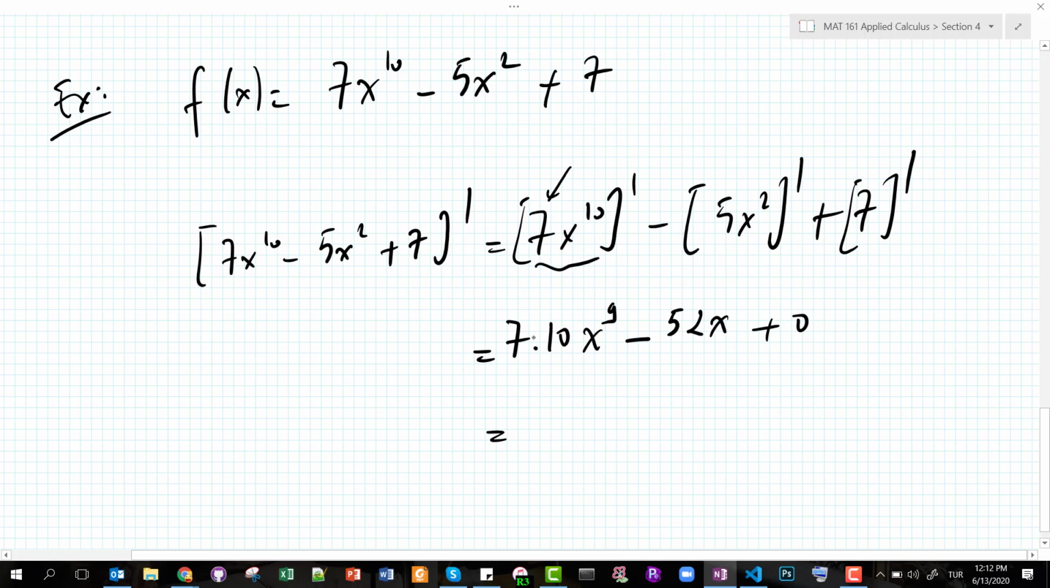So if I arrange my terms, 7 times 10, which is going to be 70, x to the 9 minus, that was the multiplication, 10x. I hope you saw how I combined all those rules: the power rule, the constant derivative, and the derivative of the sum or the subtraction of two functions. As you see, to take the derivative of just one function, I needed to combine all those rules.